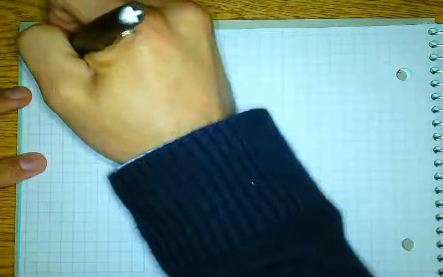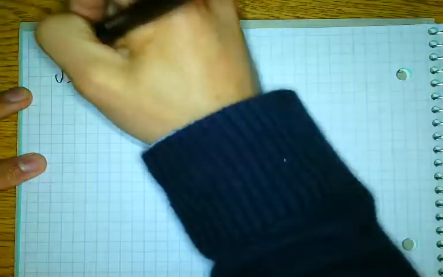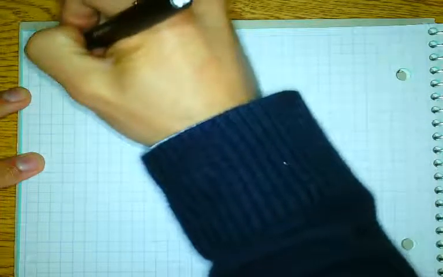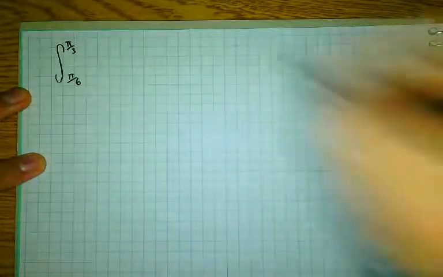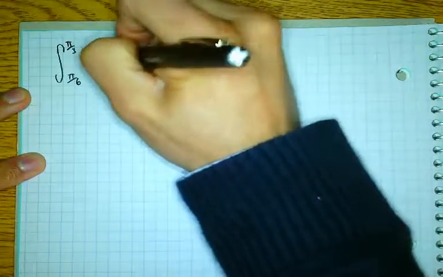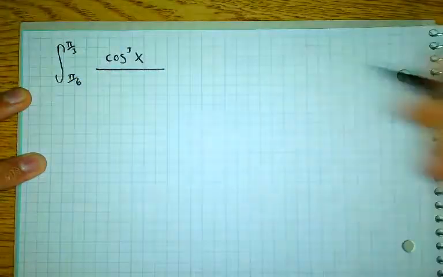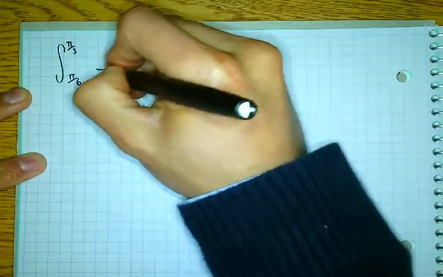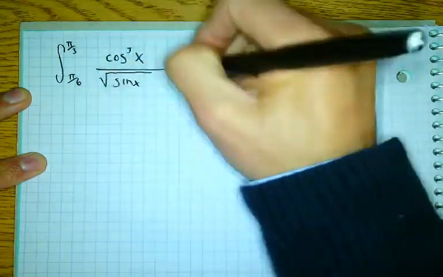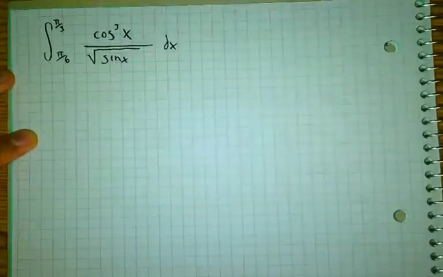So I'm going to let you try this on your own. We're going to do a definite integral to make sure that we don't forget how to use our fundamental theorem of calculus. So we're going to do a definite integral from pi over 6 to pi over 3. And I'm going to throw a curveball your way, see if you guys can handle it. So cosine of the third power of x divided by the square root of sine of x dx.